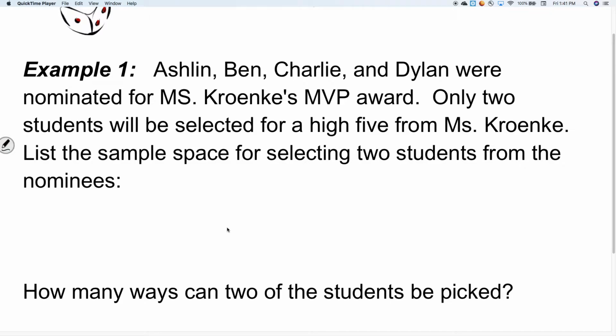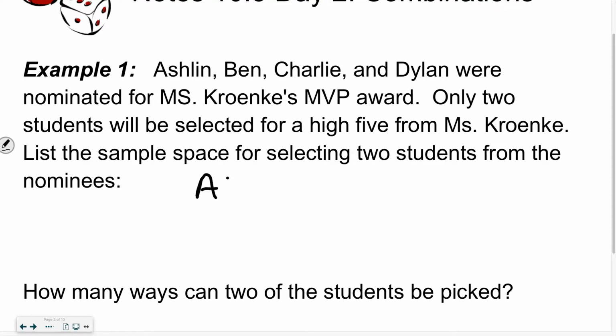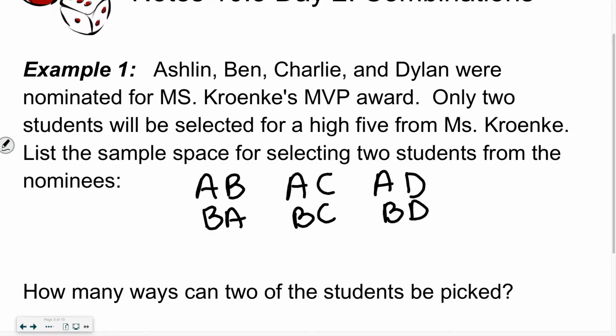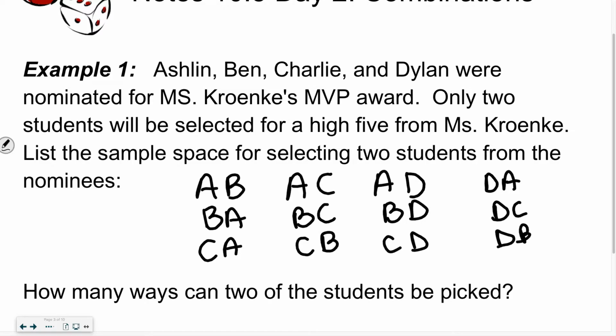Of those 4, Ashlyn, Ben, Charlie, and Dylan, I could pick Ashlyn and Ben. I could do Ashlyn and Charlie. Ashlyn and Dylan. Ben and Ashlyn. Ben and Charlie. Ben and Dylan. Charlie Ashlyn. Charlie Ben. Charlie Dylan. Dylan Ashlyn. Dylan Charlie. Dylan Ben. Okay. So we were listing all these different pairs.